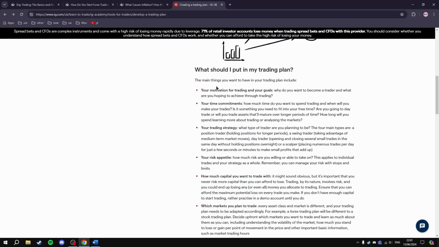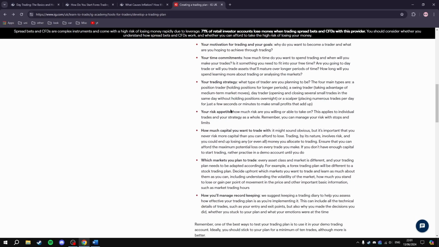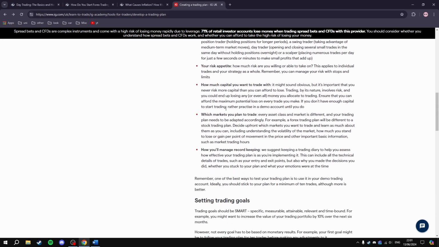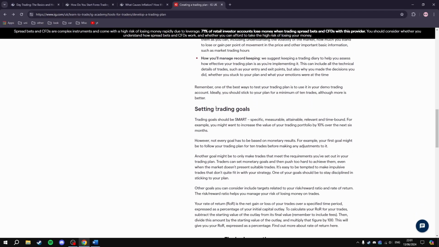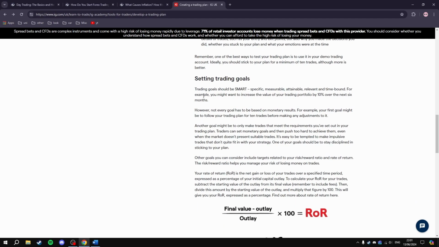So then we've got a list of things that we should put into our trading plan. So your motivation for trading and your goals, time commitments, trading strategy, your risk appetite, how much capital you want to trade with, which markets you plan to trade, and how you'll manage the record keeping. So one of the best ways to test your trading plan is to use it in your demo trading account. And then we got setting our trading goals. So trading goals should be SMART, so specific, measurable, attainable, relevant, and time-bound.